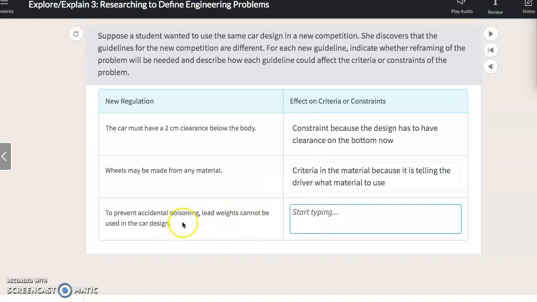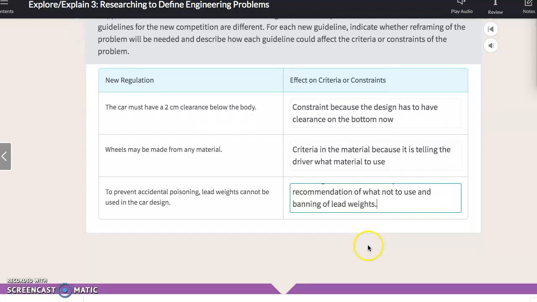To prevent it, lead weights cannot be used. If it says it can't be used, it's kind of a constraint, but it's more like there's no change to the constraints, just a recommendation of what not to use and the banning of lead weights. Let's be clear: no change to the constraints, just a recommendation of what not to use and the banning of lead weights. Okay, pause that if you need to.